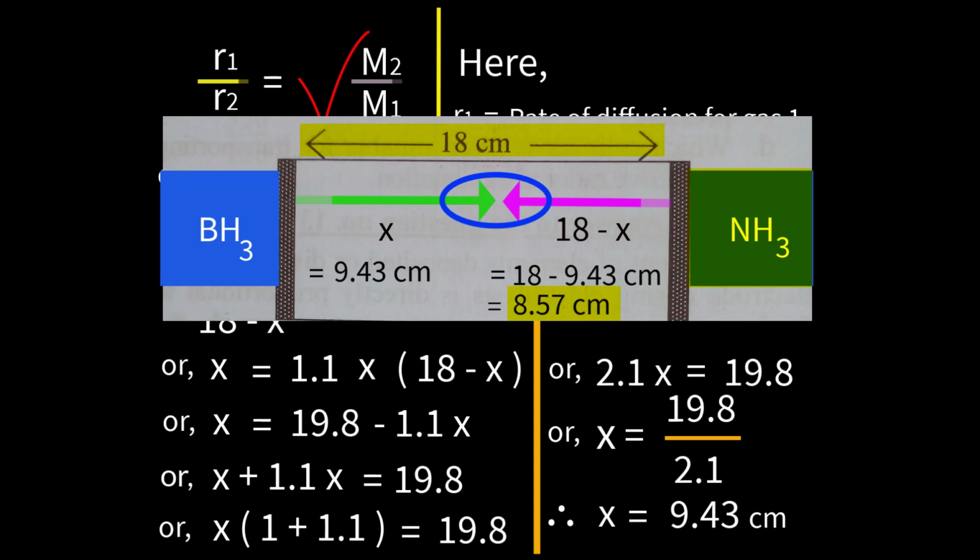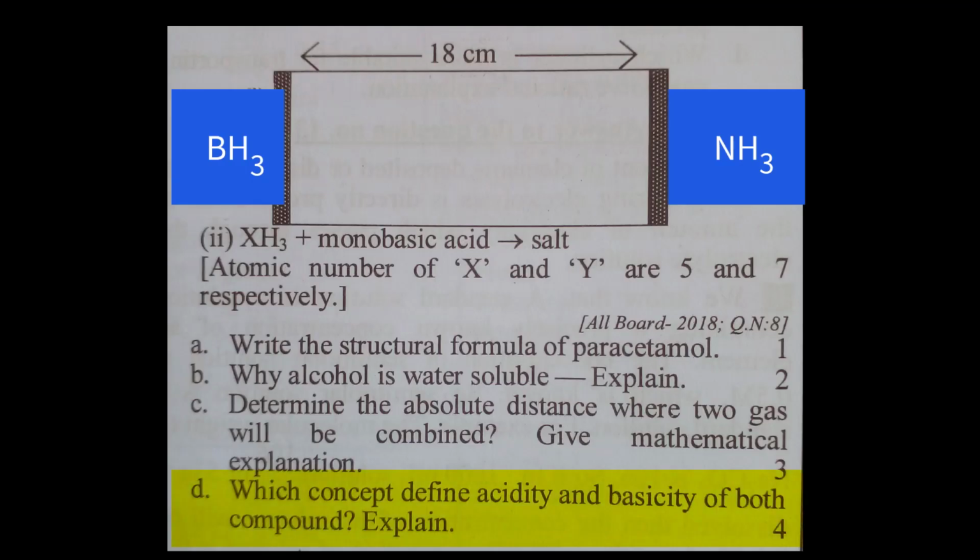Let's solve the mathematical problem of D. Look at the question. Which concept defines acidity and basicity of both compounds? Actually, we have to find out whose theory is related here. We can apply Lewis' theory of acid-base here. According to Lewis' theory, we know the compounds that can donate a lone pair of electrons are bases, and the compounds that can accept a lone pair of electrons are acids.